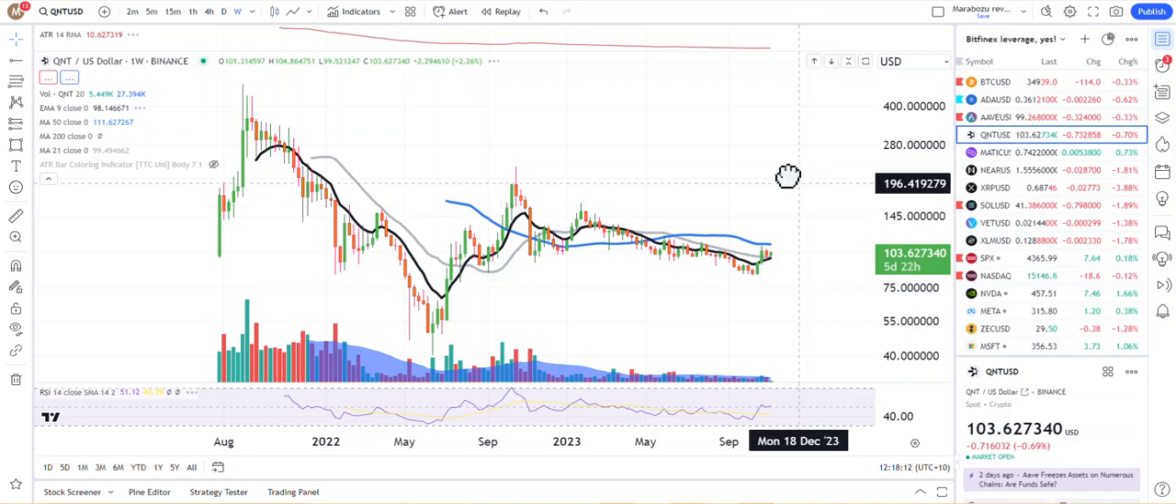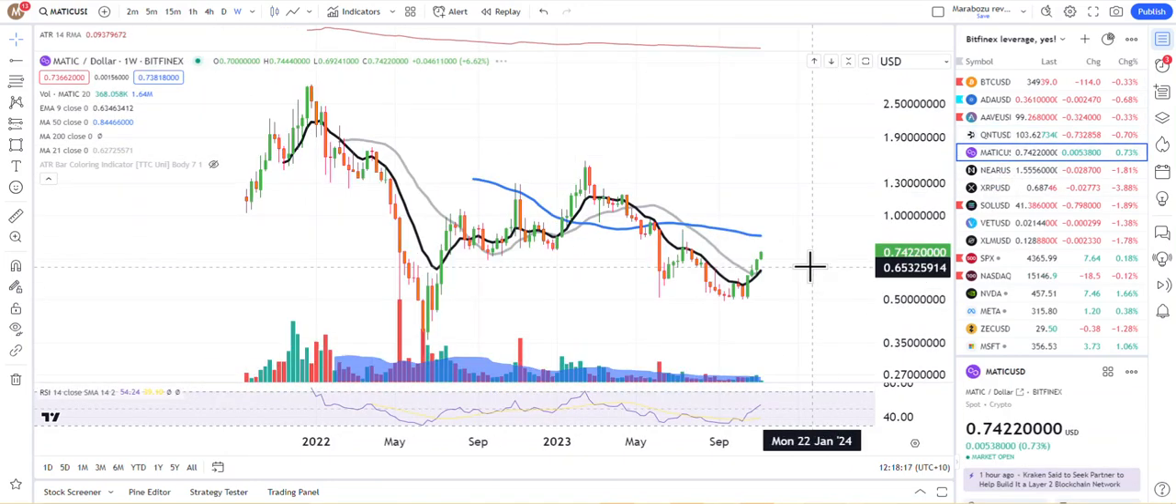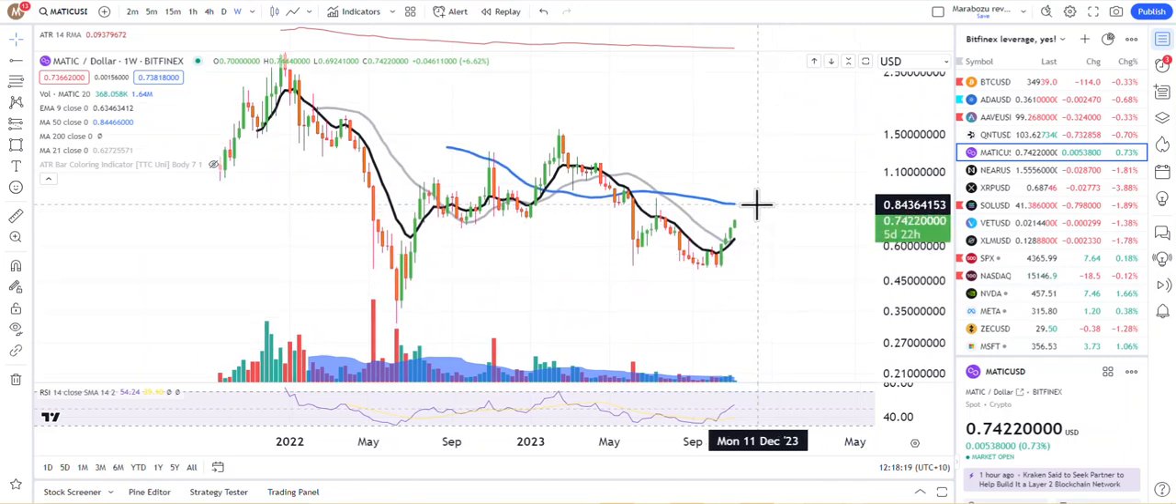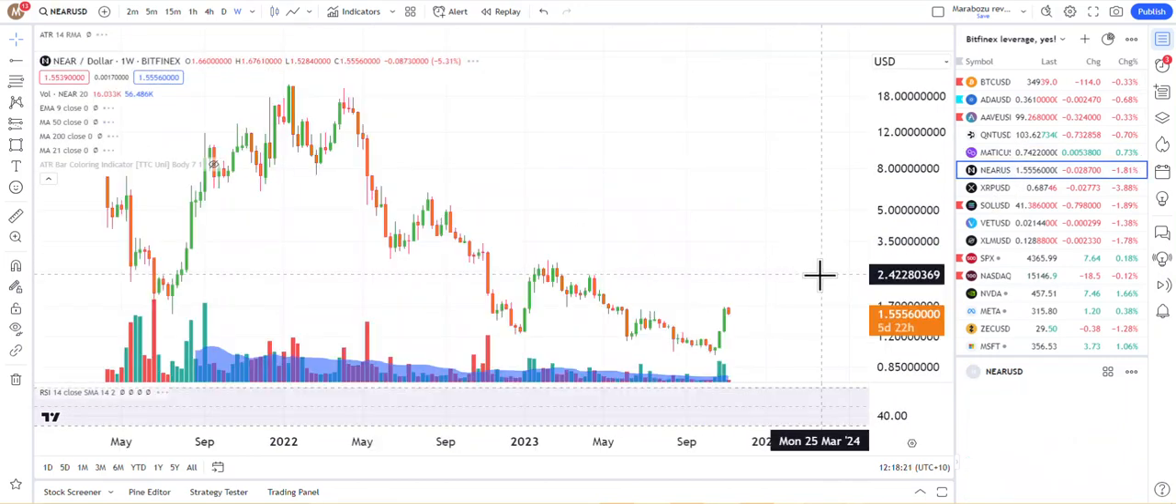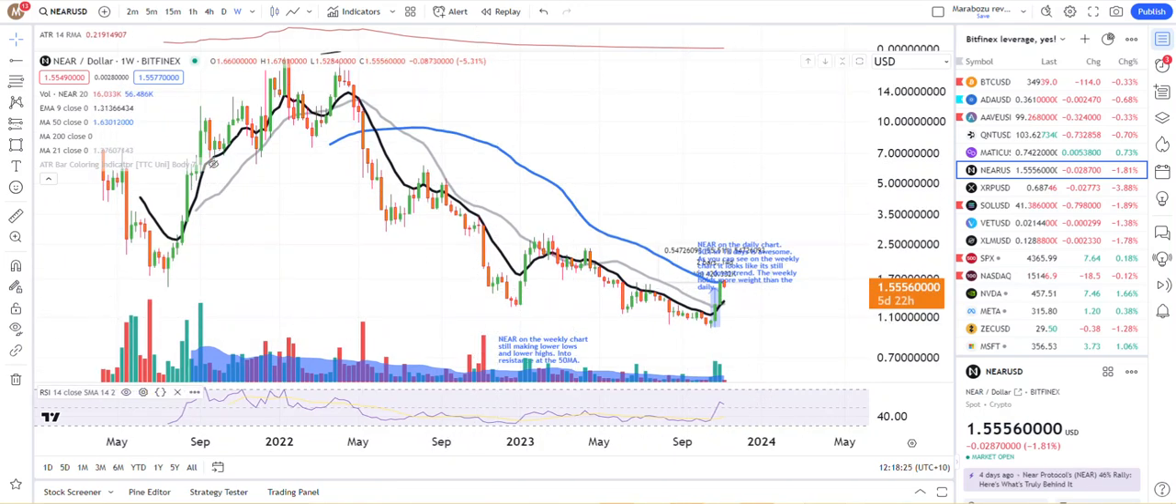QNT 103. So look at that on the weekly chart. We're still under major resistance there on the 50. Here it looks like we're heading up to the 50, which is about 84 cents. Near it was $1.55, and look at that. So it's just come up to the 50, and then that's where we're at now. So we'll just have to wait and see where we're going to go with that.